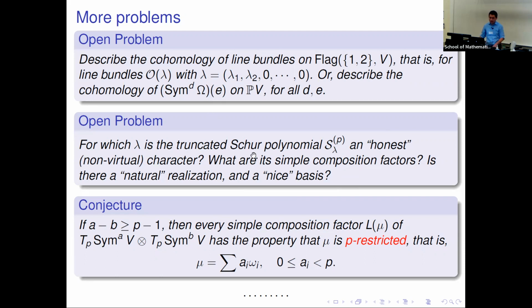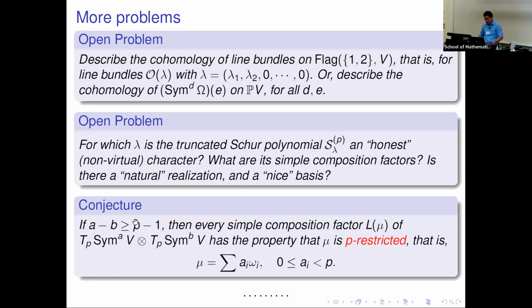Another problem that comes out of our analysis is, when are these truncated Schur functors honest characters, not just alternating sums? And how do you realize them? How do you write down a standard basis for them? Again, we have some ideas for the Schur functors that show up in the incidence correspondence case. It's two-part Schur functors, but in general, I think it's wide open.